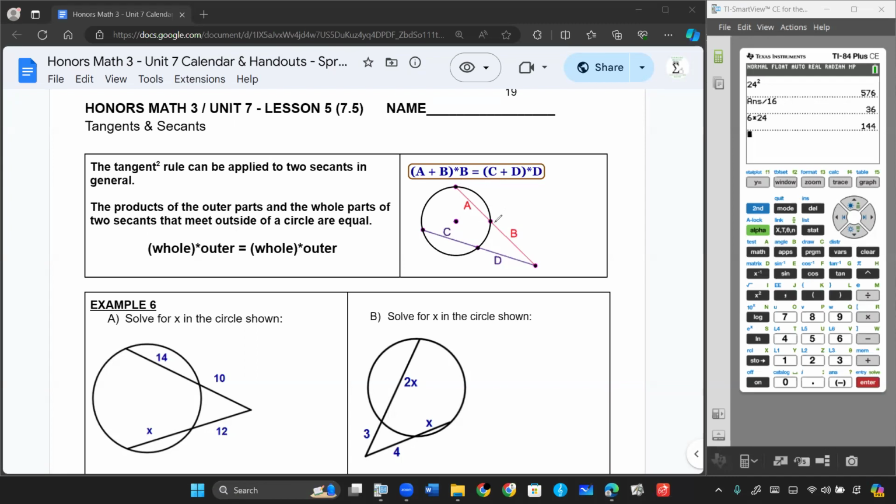I usually do the outer portion first. So normally I'll put the B on the front here and the D on the front here. But what you're looking at basically is the outer portion times the whole thing of the same segment is going to be equal to the outer portion times the whole thing of the other segment. It's similar, except we don't have a tangent this time, so we can't really square it. So we just multiply it by the whole thing.